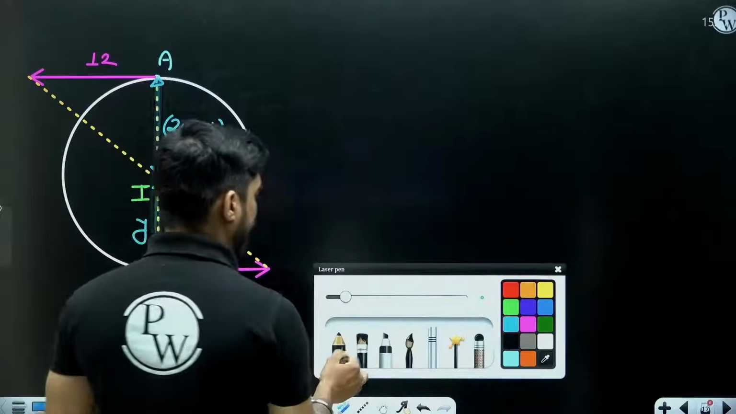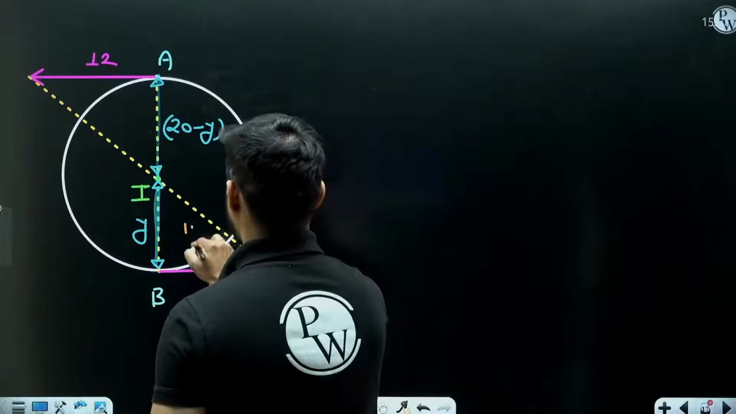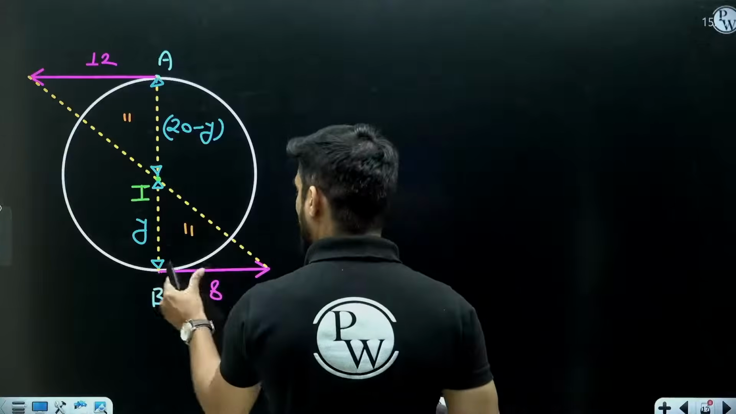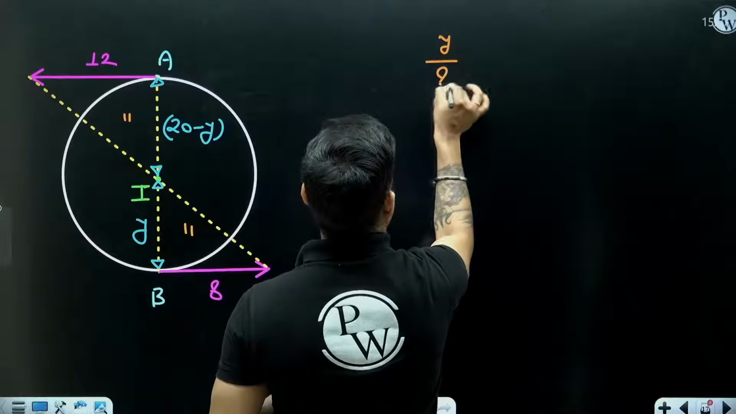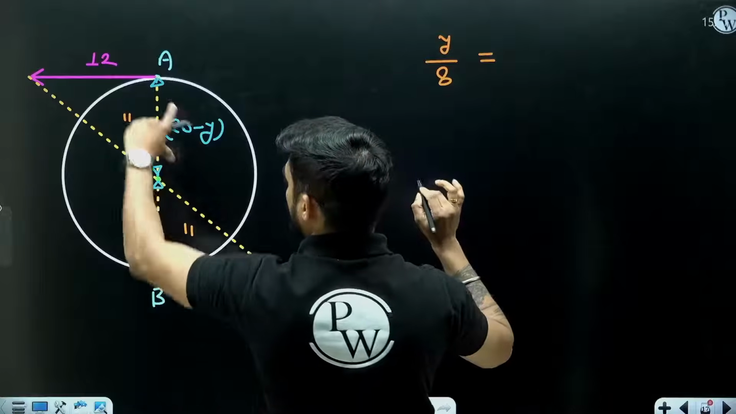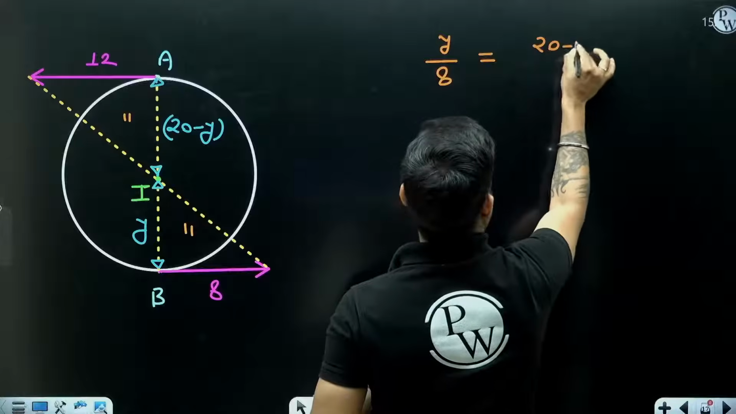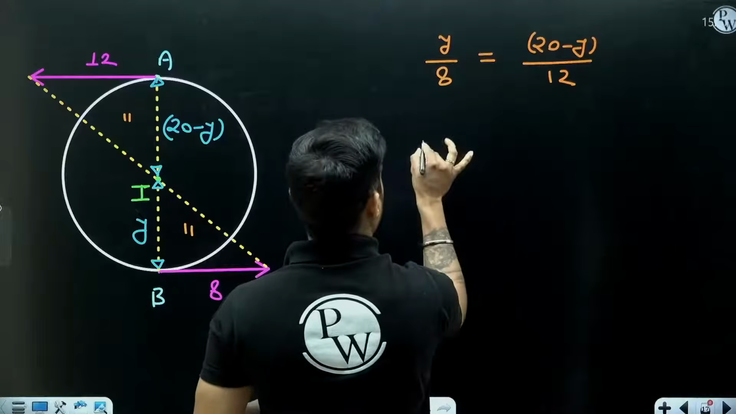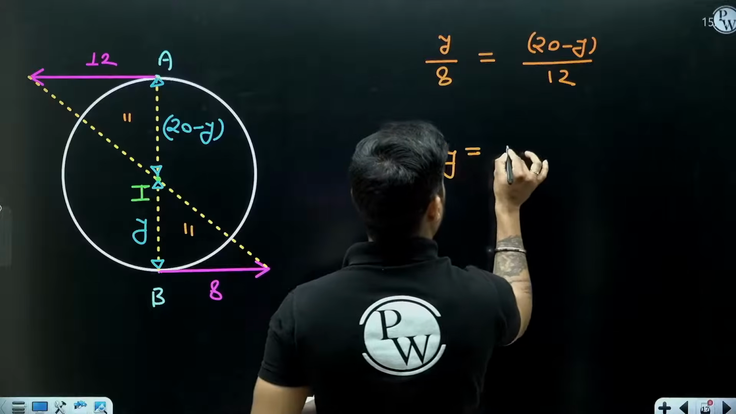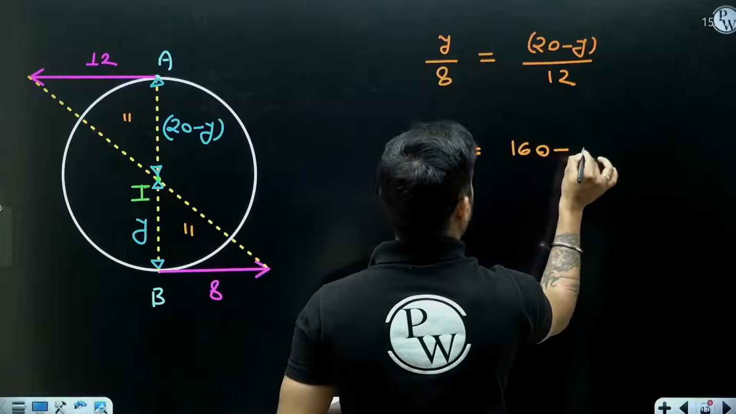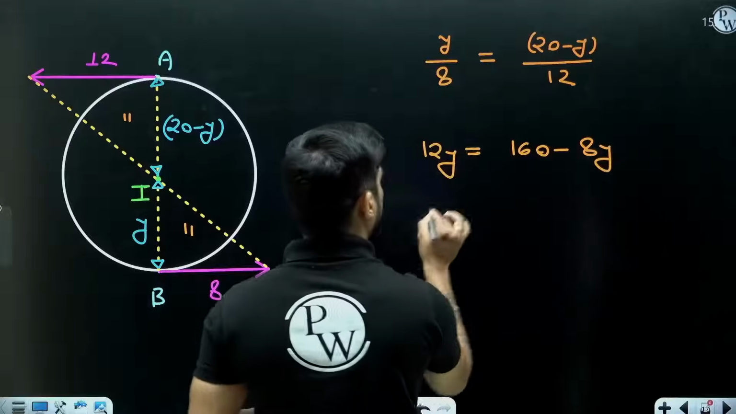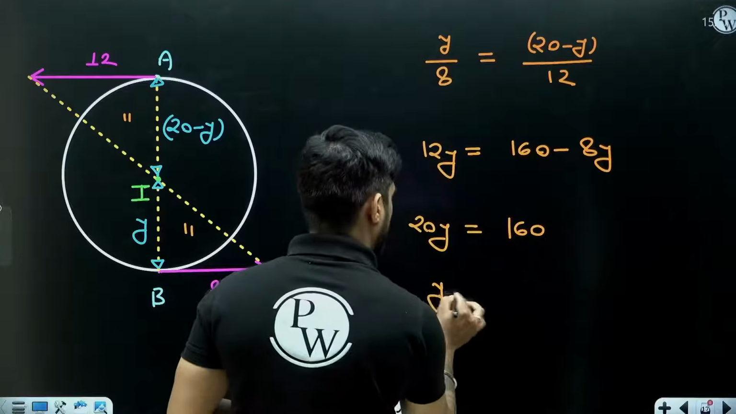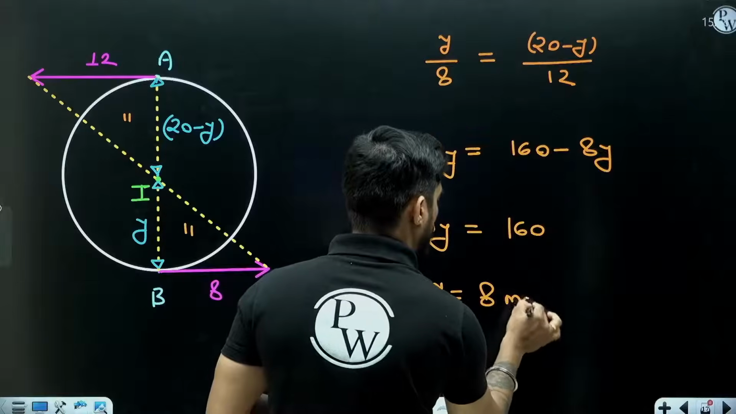Now just apply similar triangle between this triangle and this triangle. Apply the similar triangle. So y by 8 will be equal to 20 minus y by 12. So it will become 12y equal to 160 minus 8y. So 20y equal to 160. So y will be equal to 8 m.